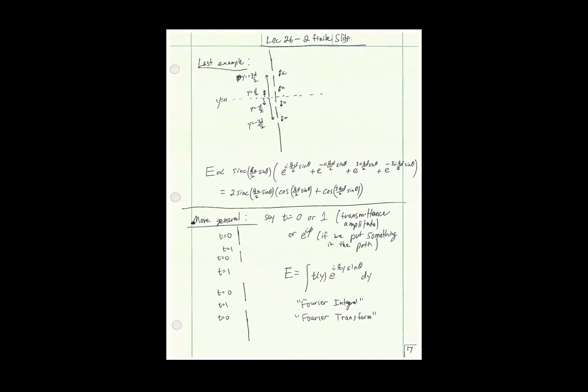Last example, the 4-slit experiment. If we had 4 slits, then we would just add up e to the i k. Here we'd have coordinates d over 2 and 3d over 2. So we would get e to the i kd over 2 sine theta and e to the minus i kd over 2 sine theta. That gives you a factor of 2 cosine of kd over 2 sine theta. And here we have e to the plus or minus 3 i kd sine theta all over 2. And that would give you the cosine of that.